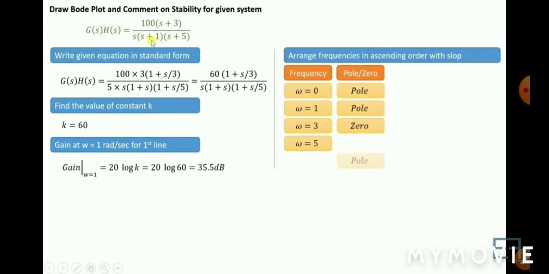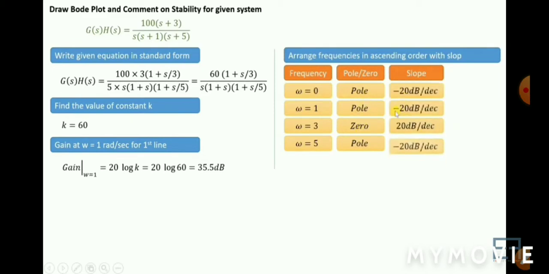Next, whether it is a pole or a zero. The denominator parts are poles, the numerator parts are zeros. You can see here s equals 3 is a zero. Then the slope: whether it is minus 20 decibel per decade or plus 20 decibel per decade. If it is a pole, it will be minus 20 decibel per decade. If it is a zero, then plus 20 decibel per decade. You can see here for the zero we have mentioned plus 20 decibel per decade, and for poles minus 20 decibel per decade.